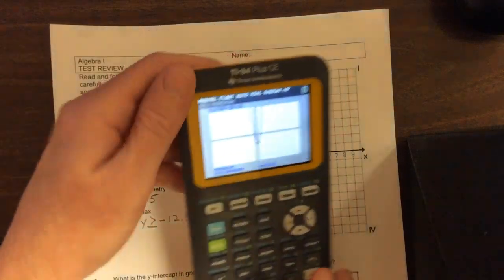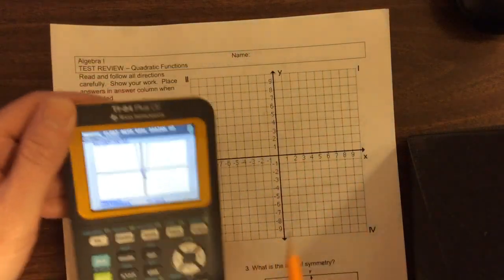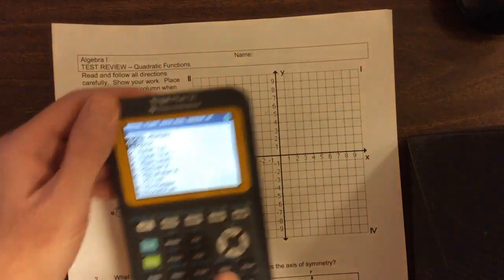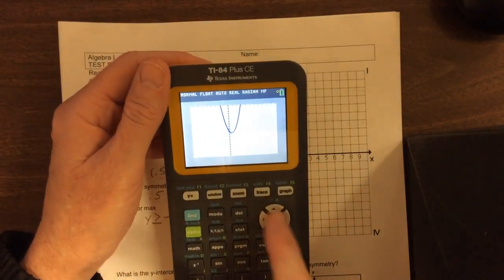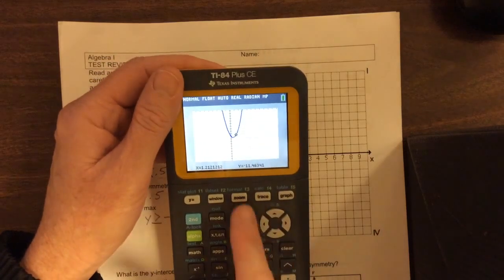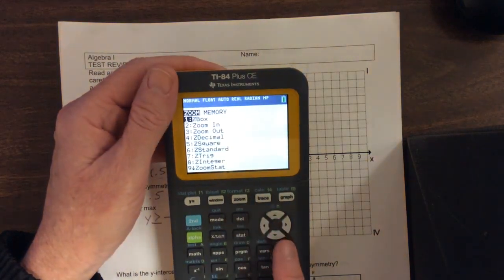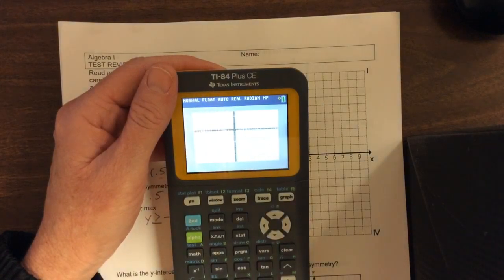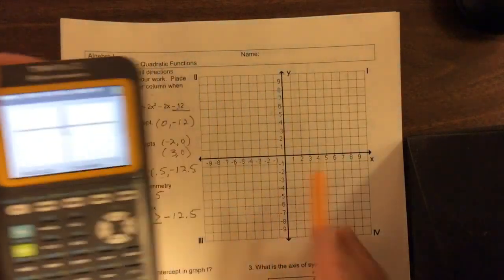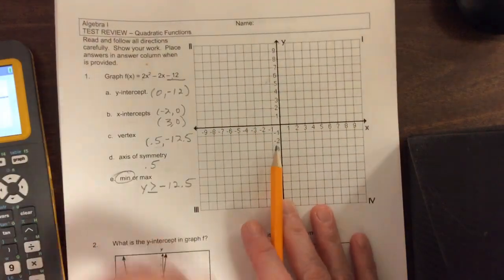Okay, I'm not going to draw it because we can see it on the graph. Zoom, 3, enter. So I'm not going to draw it, but you can do that if you would like.